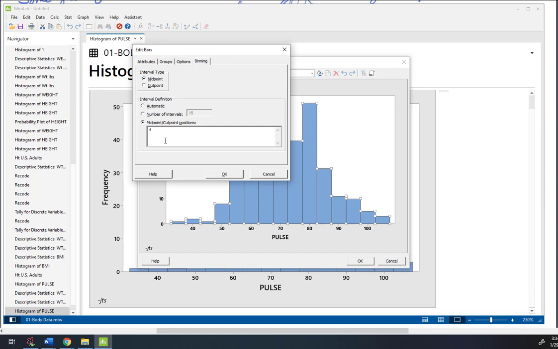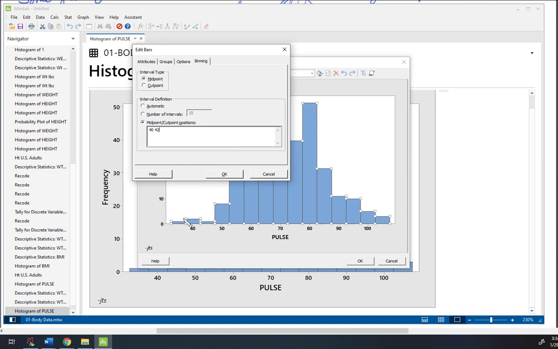40, so I'll type in a 40, and the next one would be at 42. So I'm going to put a space. The separator here has got to be a space. That's what Minitab demands. So 40, the next midpoint, I'm selecting midpoints, would be 42.